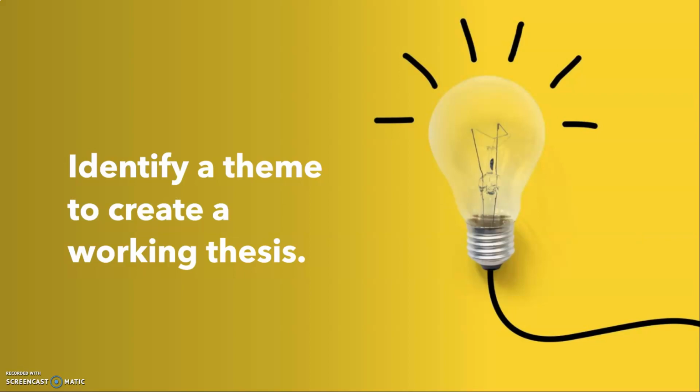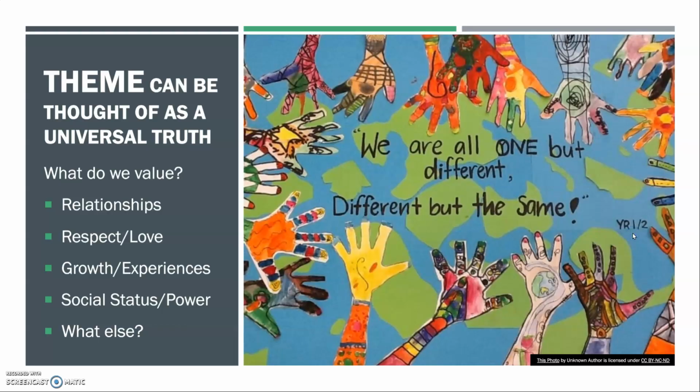All right, so as you do your research, you may even be able to have a better understanding of the theme, and that theme is going to be part of your working thesis. So themes can be more general as you start, like love and relationships, or respect, growth, experiences, social status, power. Many things can be sort of the more general theme, but you want a sentence that expresses what the song says about relationships or respect or love or experiences or social status or power or any of those sort of broader ideas or themes.